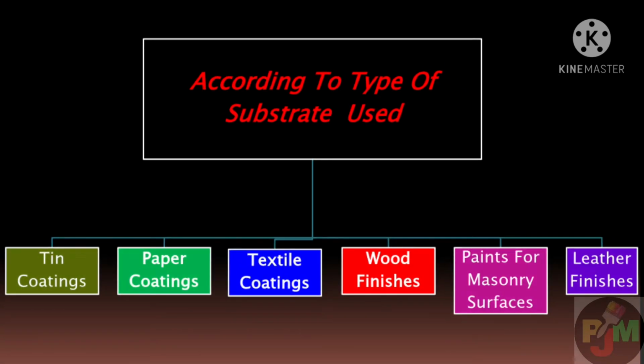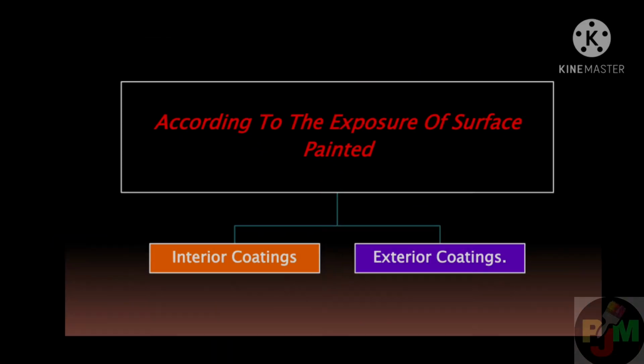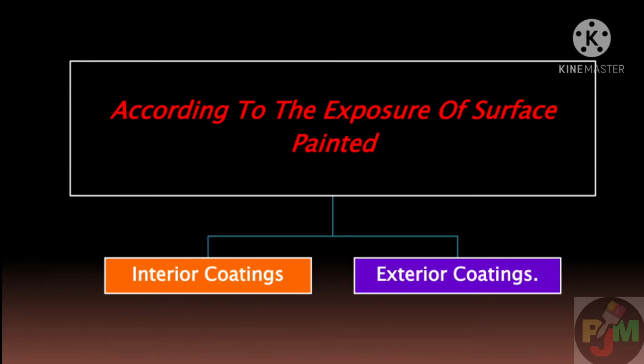According to type of substrate used, this classification is further divided into tin coating, paper coating, textile coating, wood finishes, paint for masonry surfaces, and leather finishes. Next classification is based on the exposure of a surface, into interior coatings and exterior coatings.